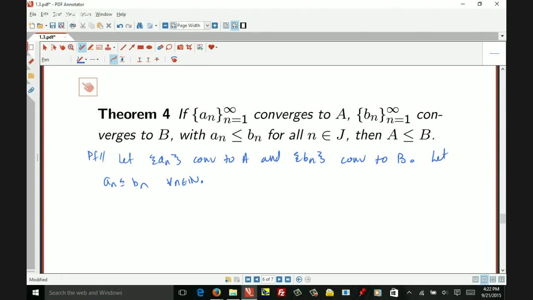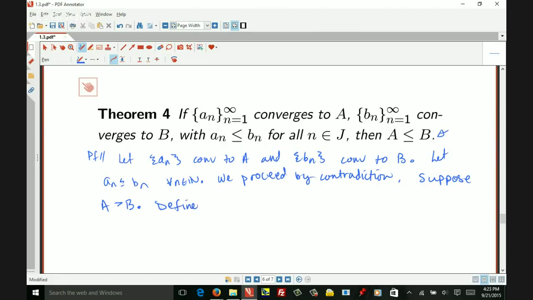What's the hypothesis on this one? I have to show that a is less than or equal to b. They use an epsilon on that, but remember, they approached this by proof by contradiction. So what would be the opposite of a less than or equal to b? That's greater than. Suppose a is strictly bigger than b.